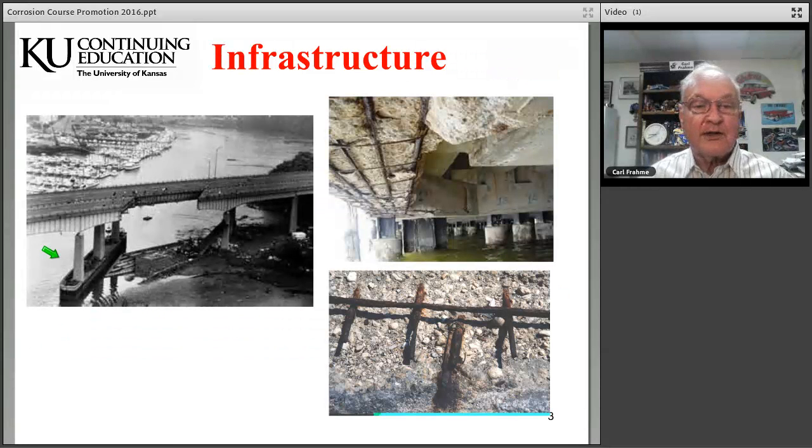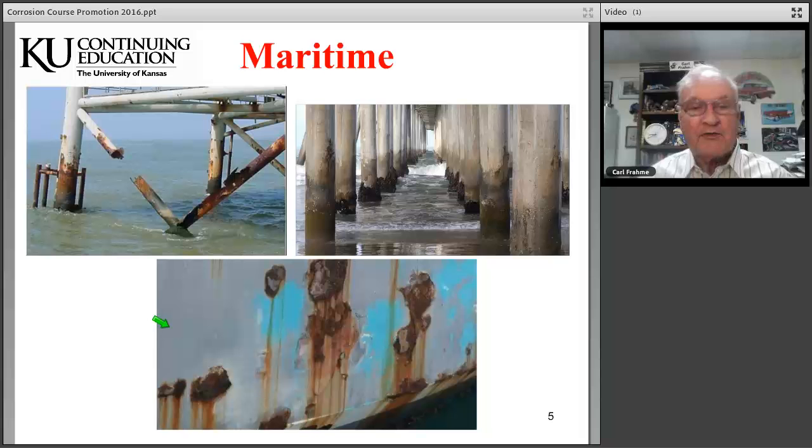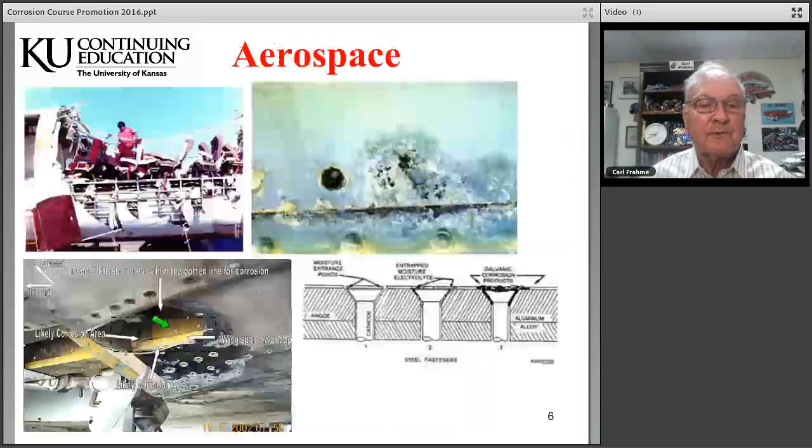We see here the Mianus Bridge collapse in the 1980s and all kinds of corrosion problems related to infrastructure, bridges, and so forth. Maritime problems, ships. This is the Titanic. These are actually bacterial rust, iron-eating bacteria. Liberty ships that had stress corrosion cracking and welds. All kinds of problems with our piers, our offshore oil rigs.